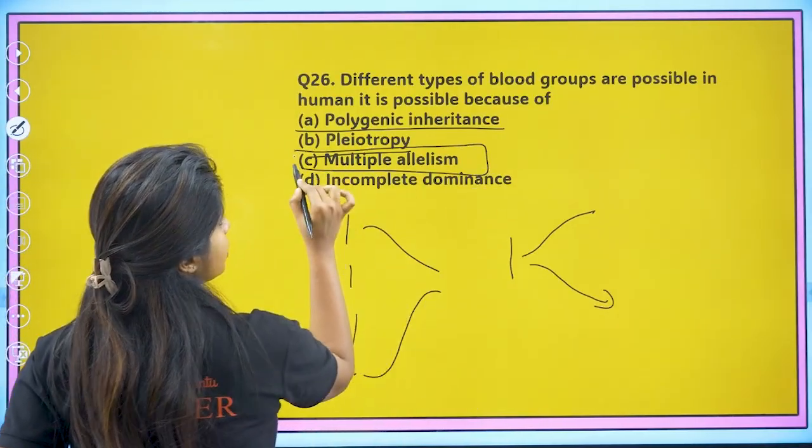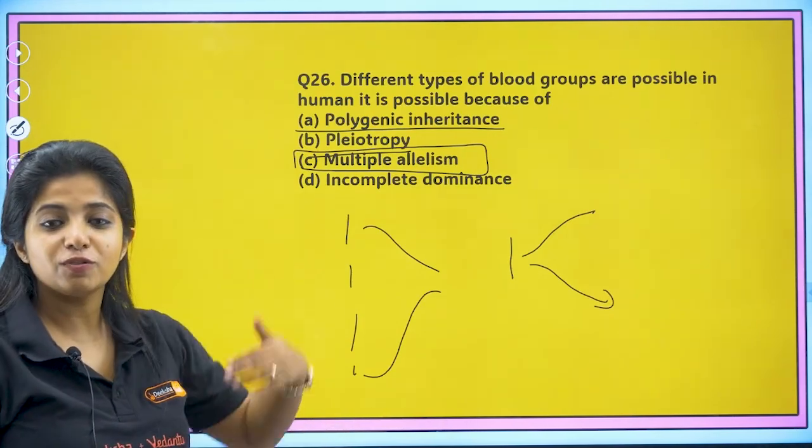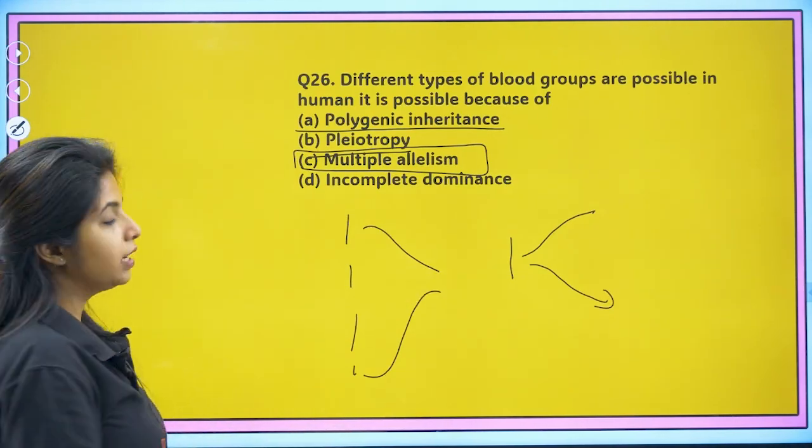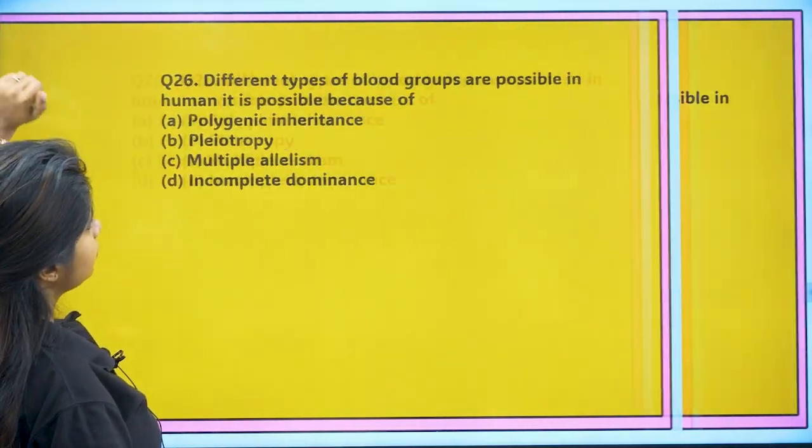Multiple allelism is the answer because you have so many alleles which come together in different combinations, which is why you have different possible blood groups. It's not an example of incomplete dominance, it can be an example of codominance.